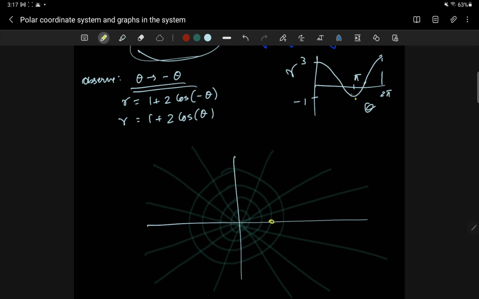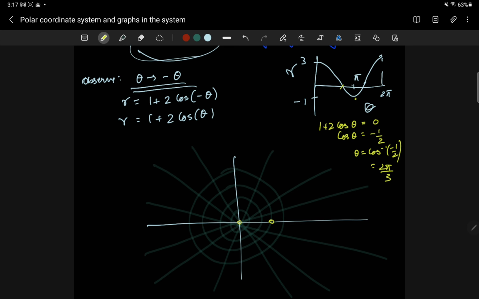Okay, so let's do the 0 case first. So at some point it becomes 0. What is that point? You can find that point by setting this equal to 0. So 1 plus 2 cosine theta equals 0 happens when cosine theta is negative half, or theta is cosine inverse of negative half, which comes out to 2 pi over 3, which is 120 degrees. So somewhere here, r becomes 0. So it crosses this point and ends up at being r equals negative 1 at pi.